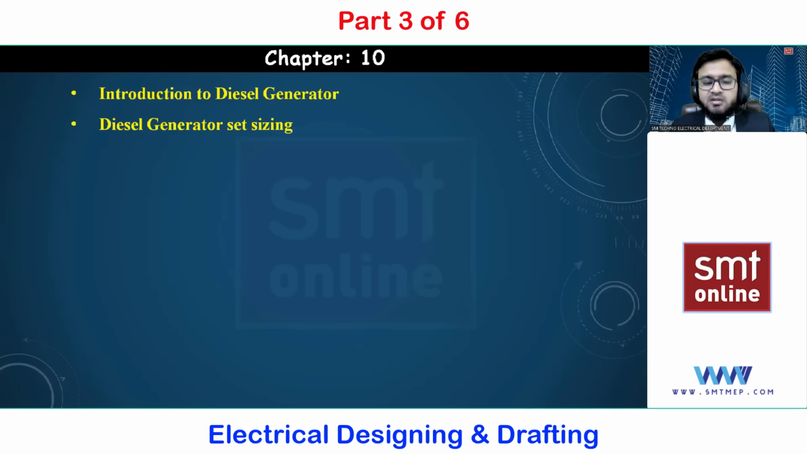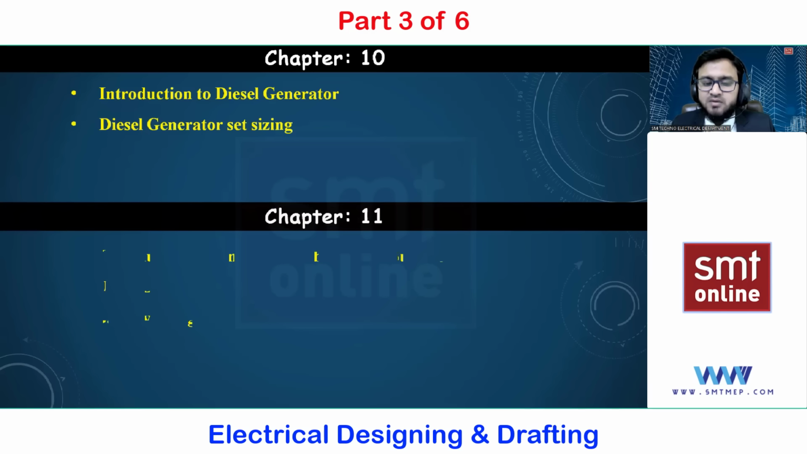After completion of this theoretical part, we shall go with the calculation of the generator. In this topic, I am going to assume a few loads from one of my previous projects. Once you design, again, we are going to cross verify by means of a justification process. After completion of this chapter, we shall go with chapter 11.